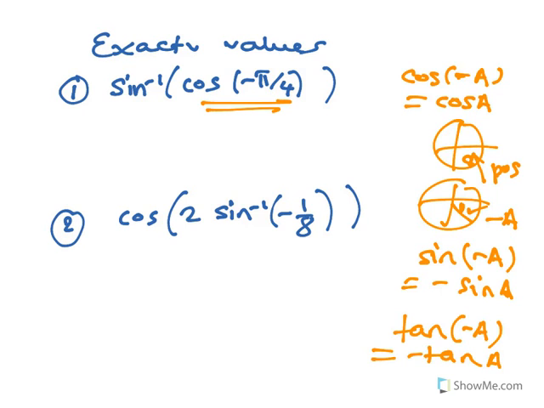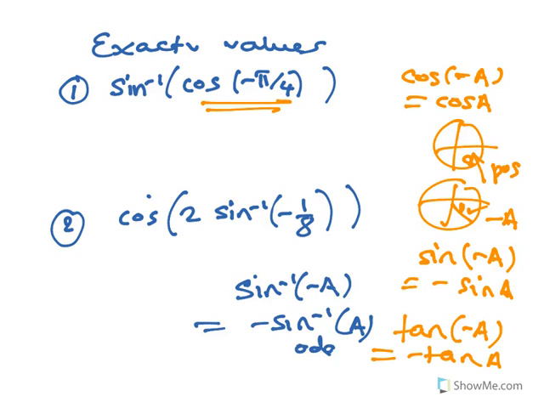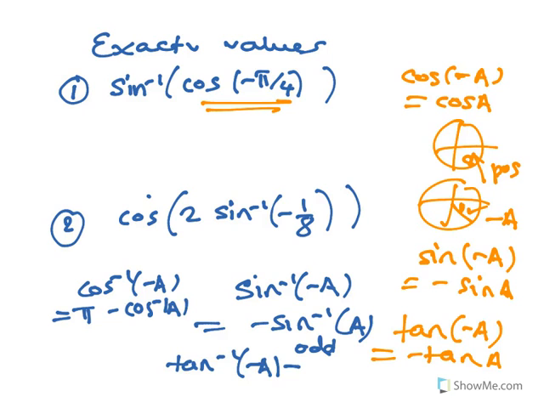When you have the inverse functions, sine the minus 1 of minus a is minus sine the minus 1 of a, because it is odd. And cos the minus 1 of minus a is actually 180 minus cos the minus 1 of a. Whereas tan the minus 1 of a is also odd, so that's equal to minus tan the minus 1 of a.